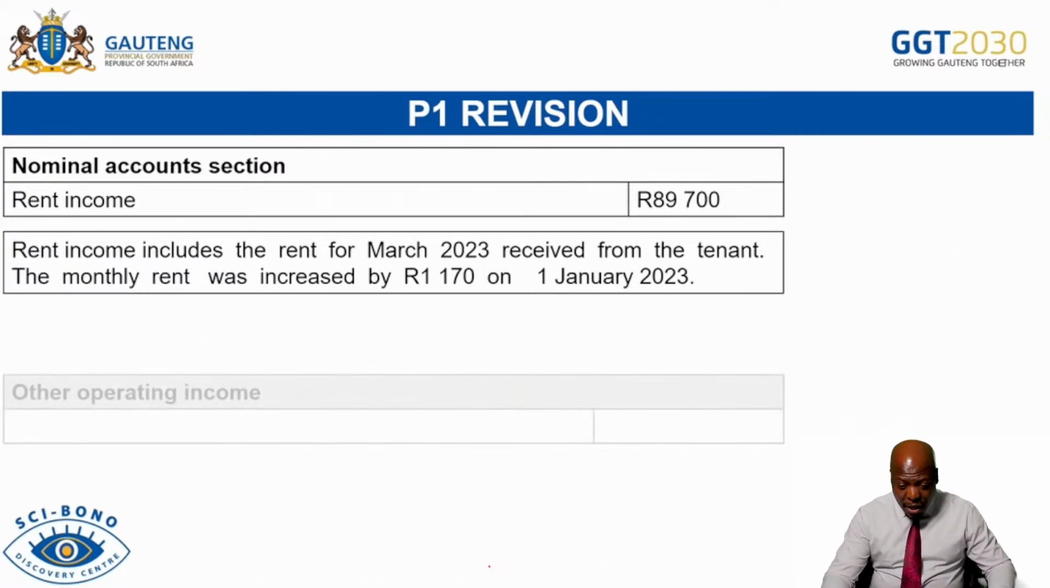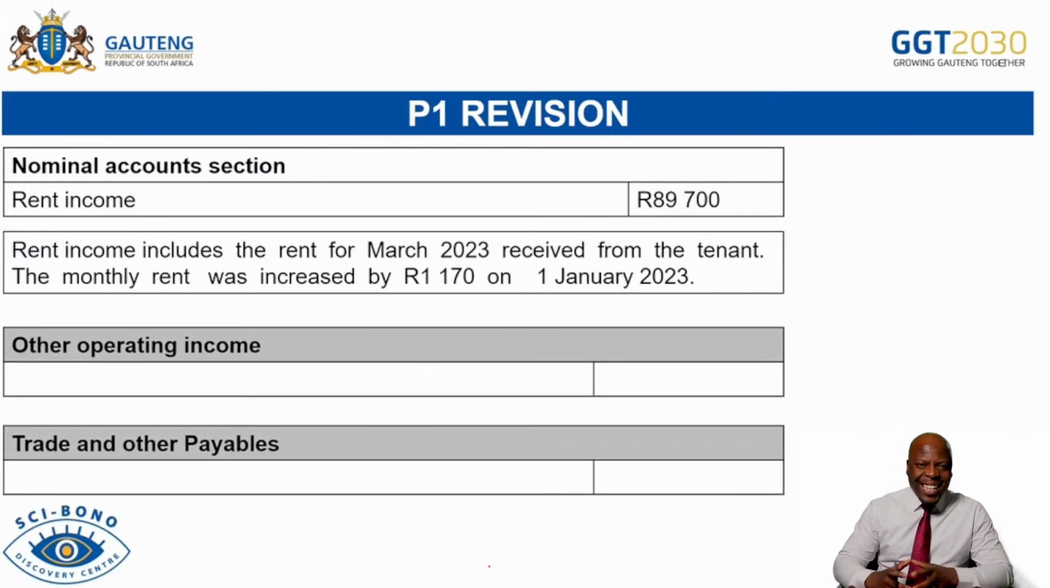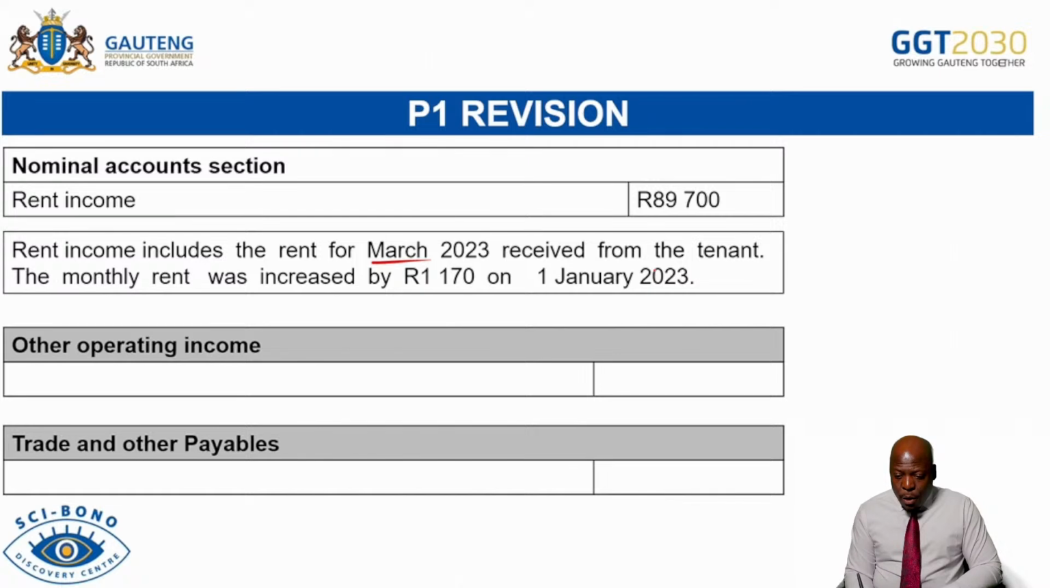Rent income. And we're going to record it again in the statement of comprehensive income and the statement of financial position. Let's hear what this adjustment is saying. Rent income includes rent for March. Remember, the year ends in February. So rent income includes rent for March. So already we have income received in advance. We have received this from our tenant. The monthly rent was increased by 1,170 on the 1st of January.